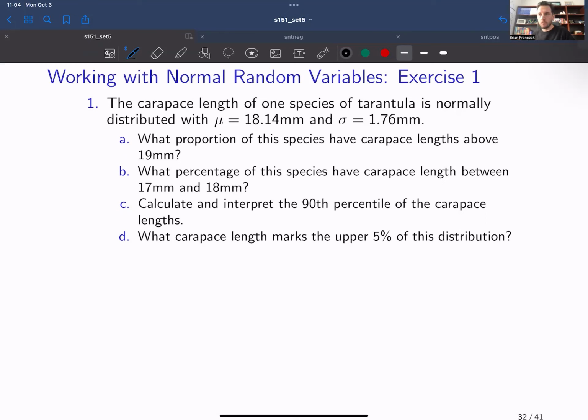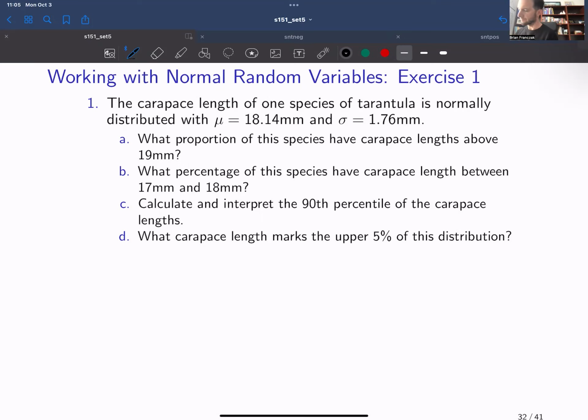In both cases, our strategy is essentially to work with the techniques that we have developed for standard normal curves and then use those in the context of these more general situations. Okay, so we'll start with an example, which is the first one. First off, our information is the carapace length of one species of tarantula is normally distributed with mu equals 18.14 millimeters and sigma equals 1.76 millimeters.